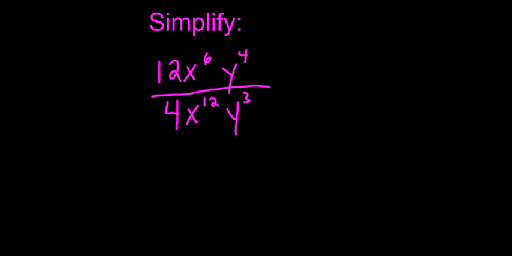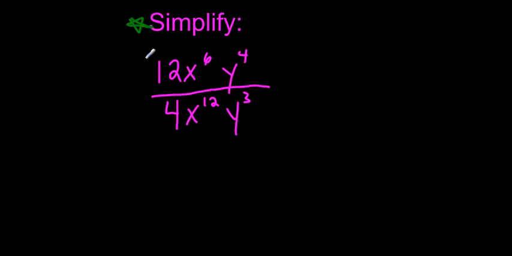Let's try another one. Okay, so this time my directions are just to simplify. I know I'm not going to be able to get it to a one number answer because I have x's and I have y's. And when I have variables, it's probably not going to simplify all the way down to one number, but you never know. So let's go ahead and get started.